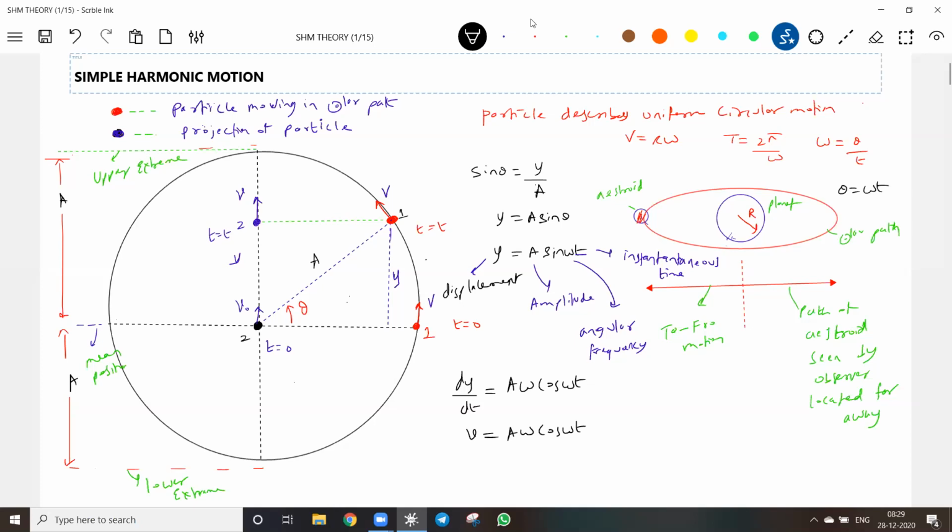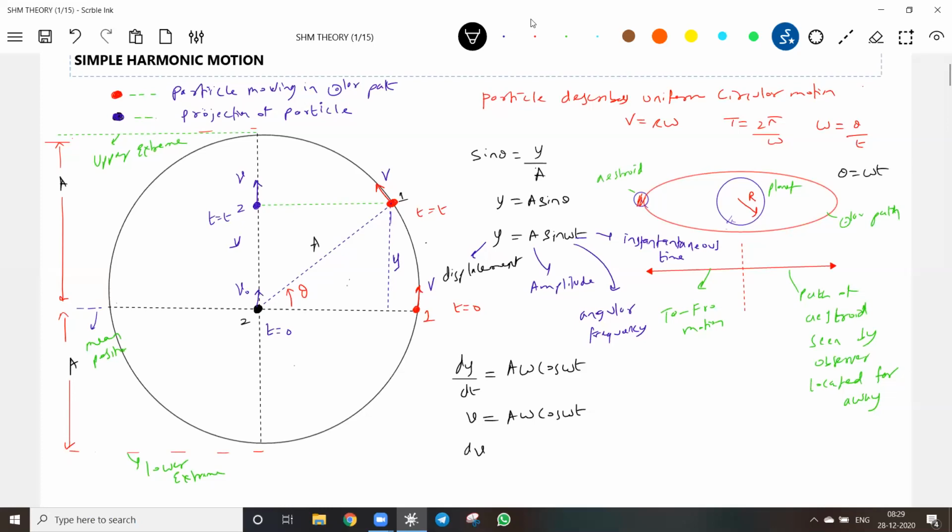Once again, let me differentiate. dv by dt is minus a omega square sin omega t. What can you write dv by dt as? Acceleration. And what do you mean by this a sin omega t? We'll get it like this: a equals minus omega square y. Or I'll rewrite.